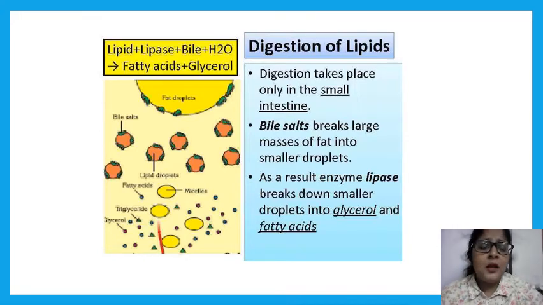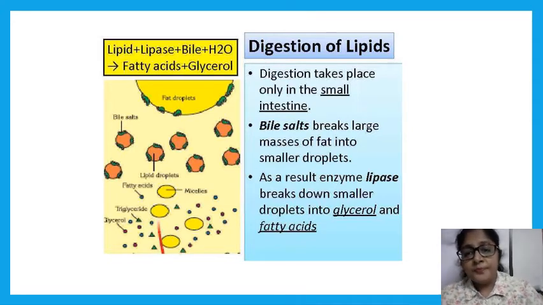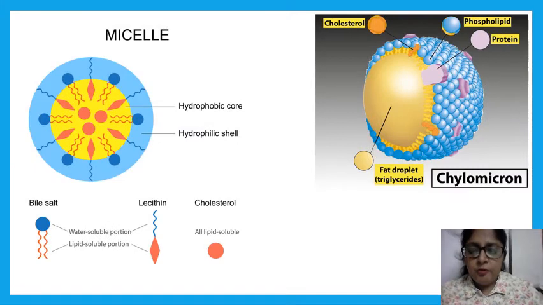Now they can be in an emulsified form, or they are absorbed as a fatty acid and bile salt complex. So before we move into the detail of fat absorption, let us first know what a micelle is and what a chylomicron is. These two are very important in fat absorption.